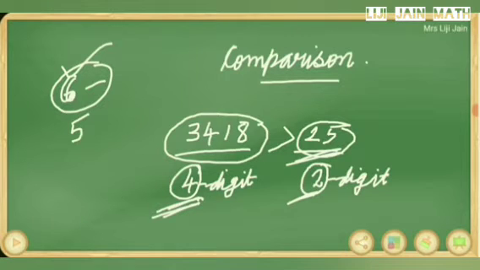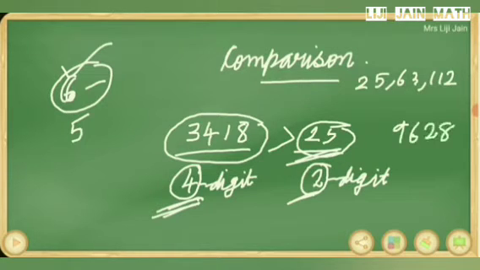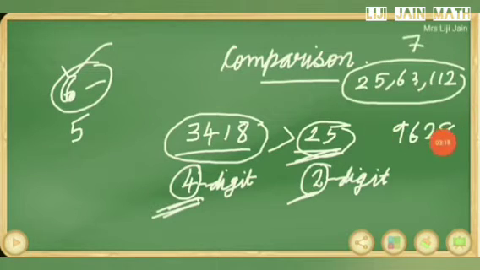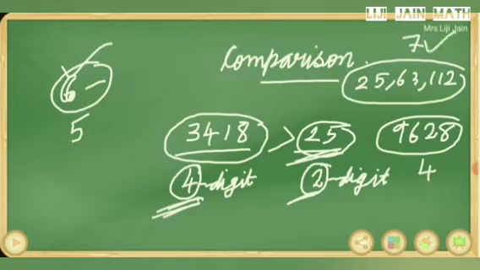Suppose we have a 7-digit number 2563112, 25,63,112, and a 4-digit number 9628 with us. This is a 7-digit number, isn't it? And this is a 4-digit number. So, without any doubt, which one is greater? Yeah, the 7-digit number would be greater than the 4-digit number. There is no doubt in that, no need of any verification or any further steps.